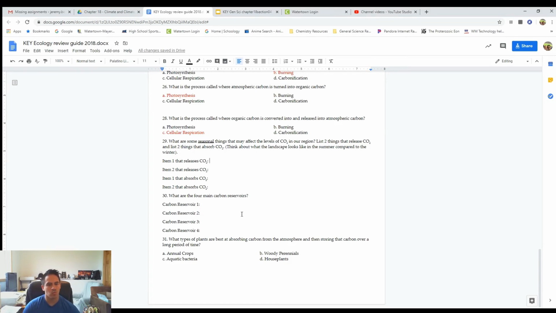One thing that releases CO2 here in Minnesota, of course, is fossil fuel usage. Cars, power plants, stuff like that. So for item one that releases CO2, we'll say cars, because they burn fossil fuels all the time. Another thing that can release CO2, we mentioned, was power plants, to power homes. Living organisms themselves, like us humans, breathe out CO2 all the time. So we can say, let's say power plants.